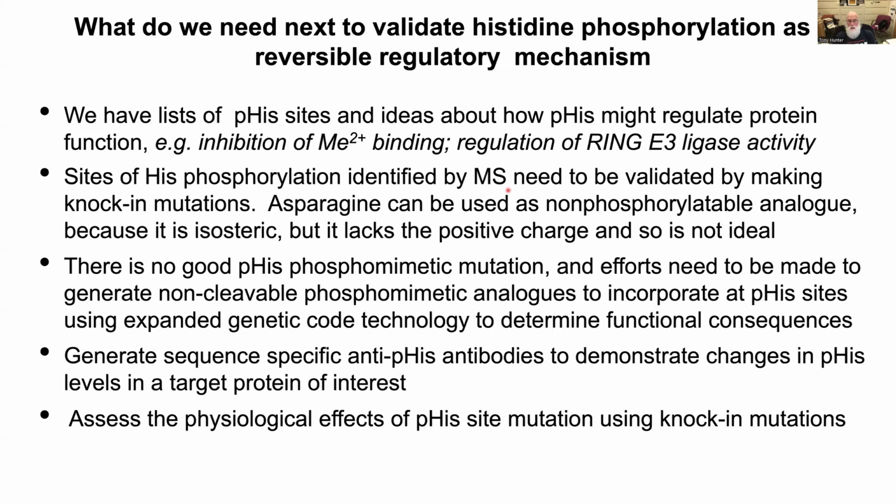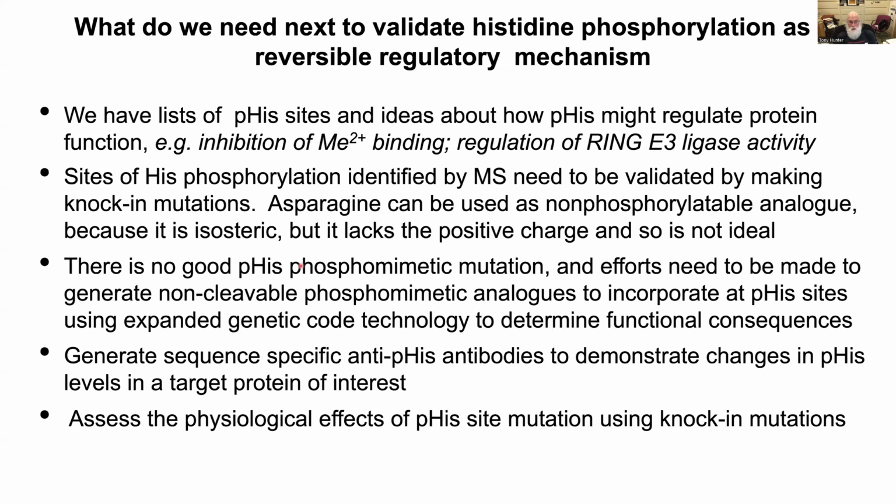The lists that have been published by Claire Ayers and other groups, as well as our bioRxiv paper, don't really overlap significantly, which is somewhat of a concern. And so one really needs to validate these sites by making knock-in mutations. Asparagine has been used as a non-phosphorylatable analog of phosphohistidine because it's isosteric, but it lacks the positive charge on histidine. There's really no good phosphohistidine mimetic mutation.